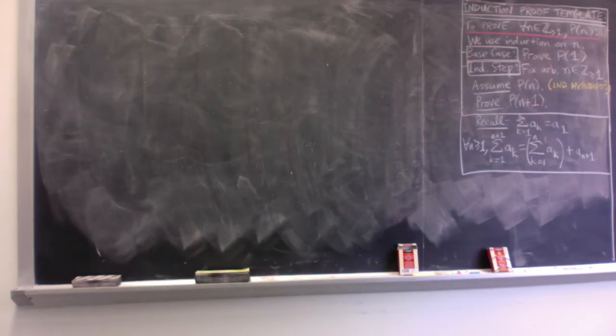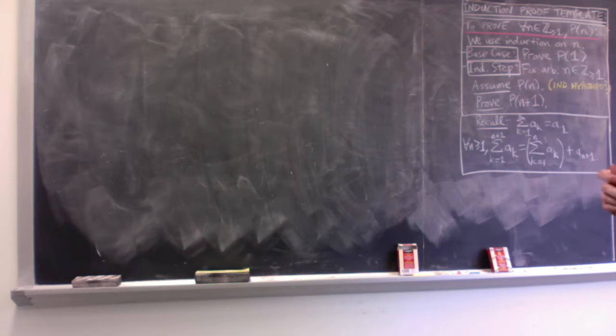Remember, what we're trying to do is prove a universal statement about all positive integers, P of n, say, using this induction axiom, which created this template. And recall, we've got these two steps. We've got the base case, where we have to prove P of 1, whatever statement that is.